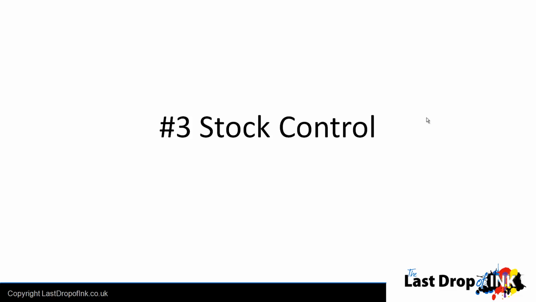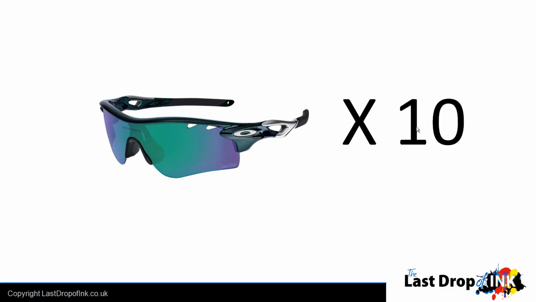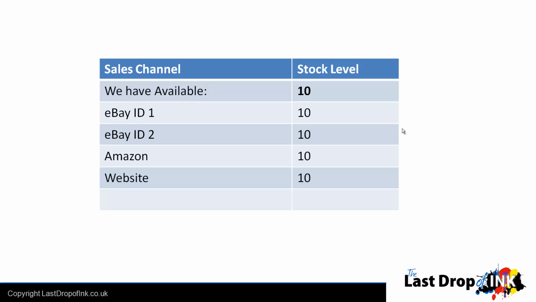Now let's move on to stock control, and this is the last reason why eSellerPro still is the best of a bad bunch. The best way to explain this is by example. So there's a pair of Oakley sunglasses, and we have 10 of those in stock. In the left hand column we have our quantity available, and we've got 10 of these sunglasses in stock, and we're selling them on eBay ID 1, eBay ID 2, we're selling them on Amazon, and we're also selling them on our website, and we've got those listed via a system called a channel profile in eSellerPro. That means that with your own rules you can set it to list 100% of available stock onto all your sales channels at the same time.